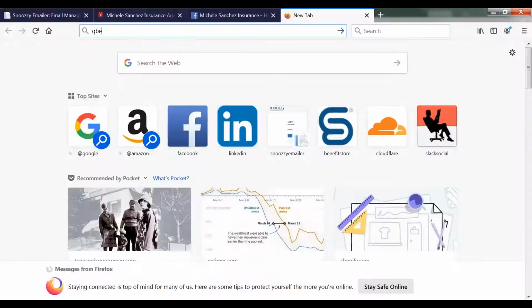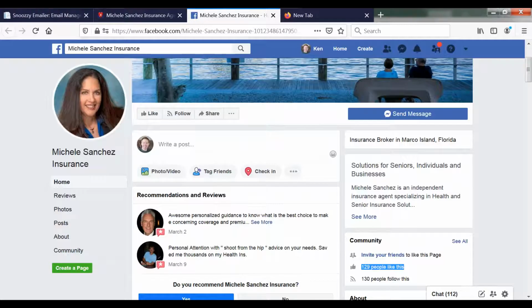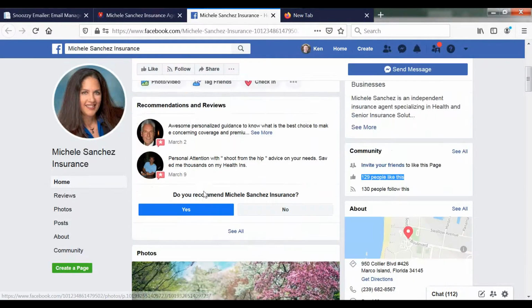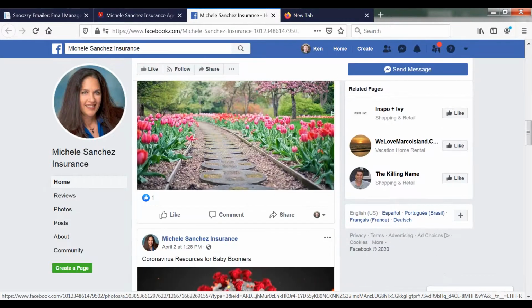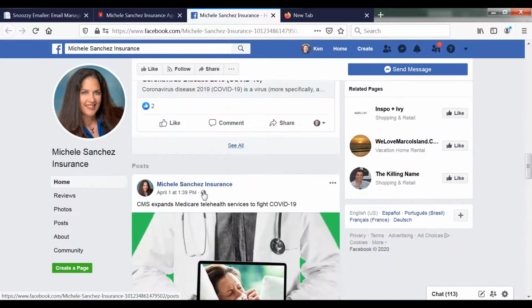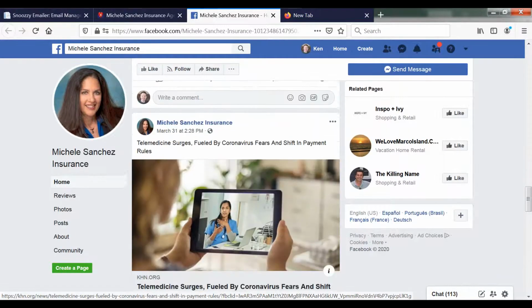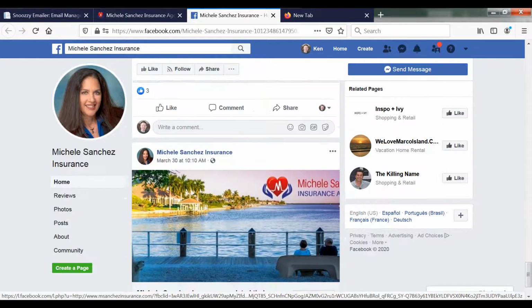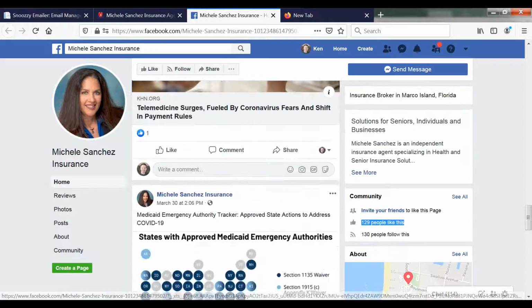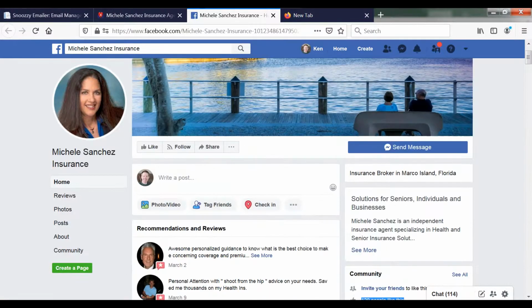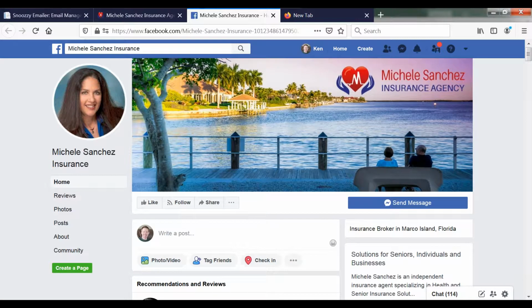There's absolutely no cost. Here's an example of one independent agent who has set up her page. If you take some time and scroll down, you can see that pretty much every day she's posting simple articles about Medicare or about things happening within the Medicare industry that are relevant to her clients. And it acts, like I said, as exposure, a way to show that she's the expert and knows what's going on.